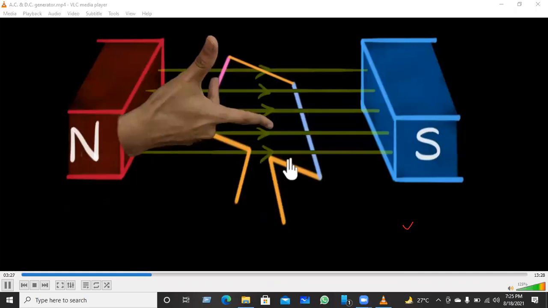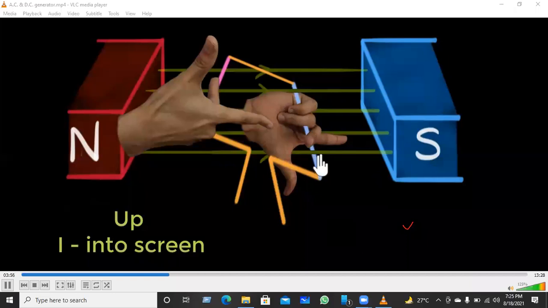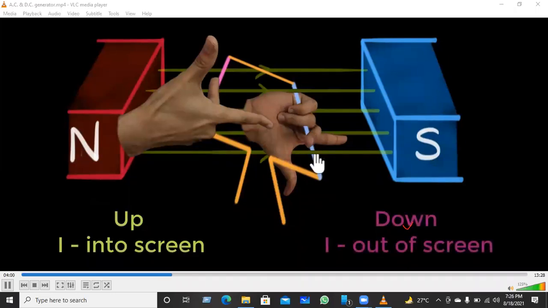Similarly, for the blue wire is moving downwards. So the thumb will be pointing down, the forefinger will still be pointing to the right. And so if we arrange our right hand over here, it will look like this. The middle finger is pointing out of the screen. That means the current in the blue wire will be coming out of the screen. So what we have seen is if a wire is moving upwards over here, then the current will be into the screen. And if the wire is moving downwards, then the current will be out of the screen. Remember this will be important.